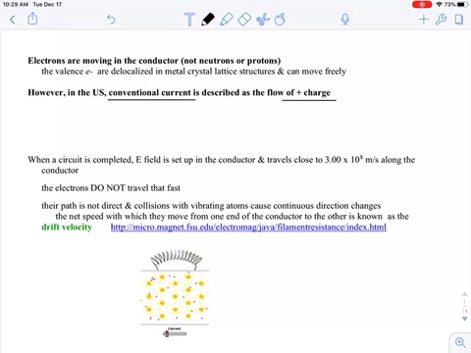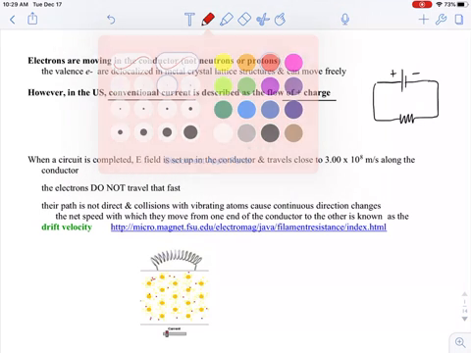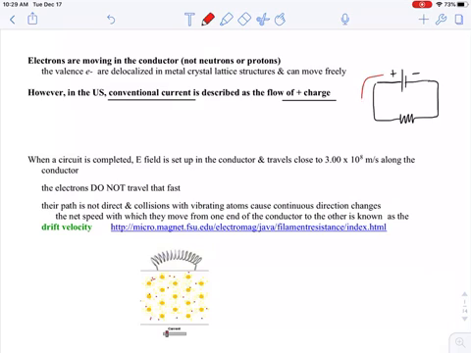Now, we know that the positive charges aren't really flowing. But typically what you'll see in the U.S. is a symbol for a battery. Here's a symbol for a battery. I'll label the positive and negative sides, and I'll add in a resistor. So here's a very simple circuit. And in the U.S., we'll say that the current is coming out of the positive. So we model it as positive charge flow.